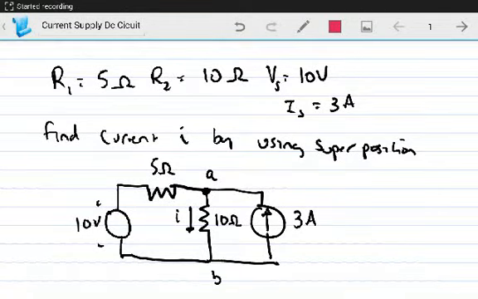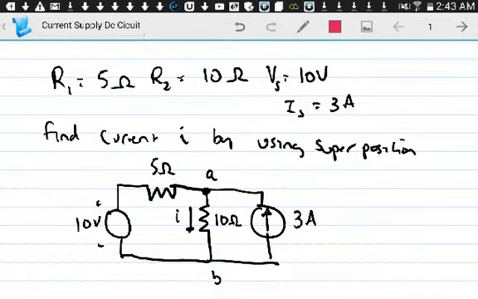Okay, this is a DC circuit superposition problem. We have a voltage source and a current source and two resistors, and we're asked to find the current in this resistor, and it says using superposition. So with superposition, you only solve for one source at a time, and then at the end you combine the two.